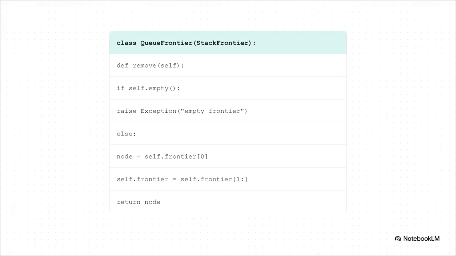Don't get lost in the details. Just look at this one line right here. Node equals self.frontier[0]. See that little 0? That's just telling the computer, hey, grab the very first thing on the to-do list. That one simple command is the entire secret sauce behind how breadth first search does its thing.